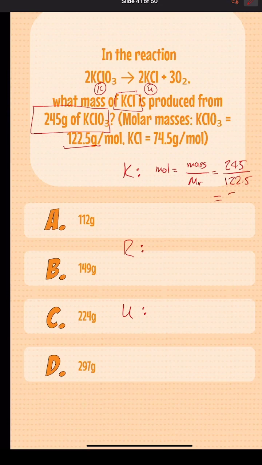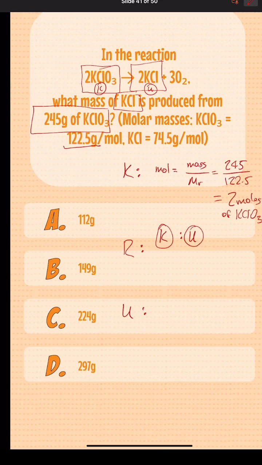Yep, thank you. So we've got 2 moles of KClO3. Now, what's the ratio we have here? Known to unknown. Let me know what you think it is. Ratio of known to unknown. You've got to look at the number in front of the known and in front of the unknown. It is 2 to 2. The ratio is 2 to 2.